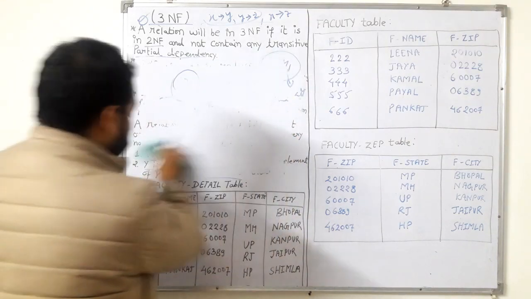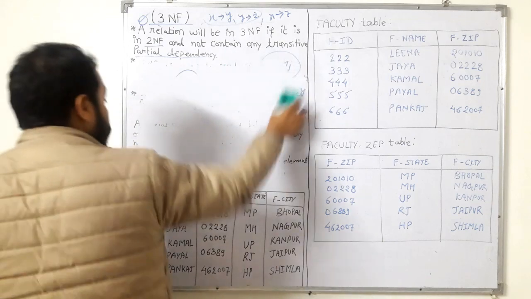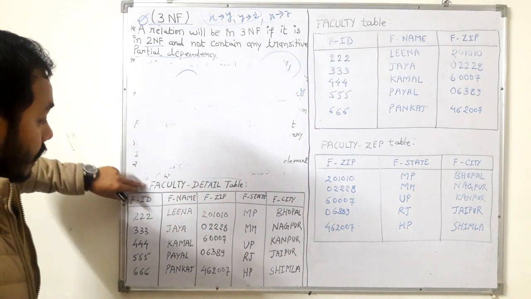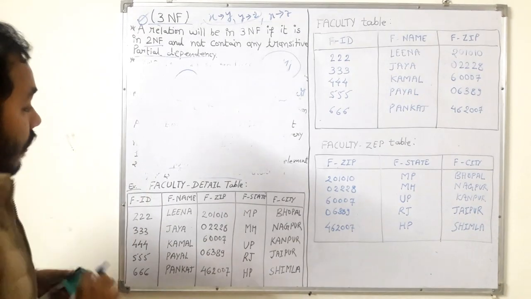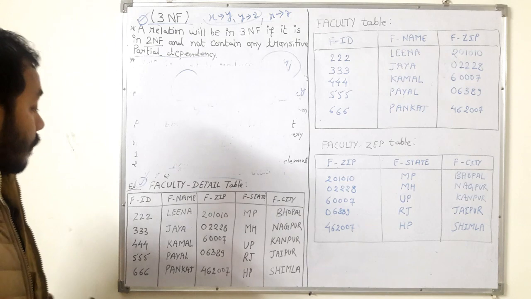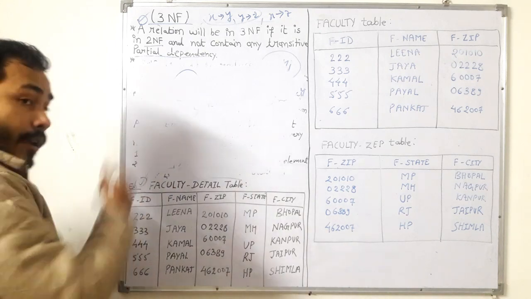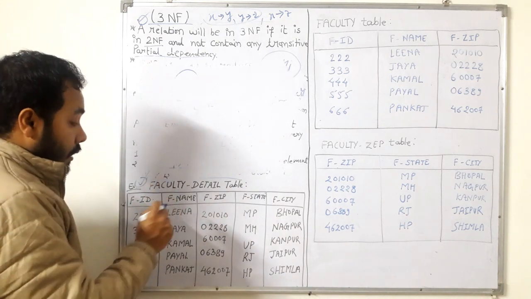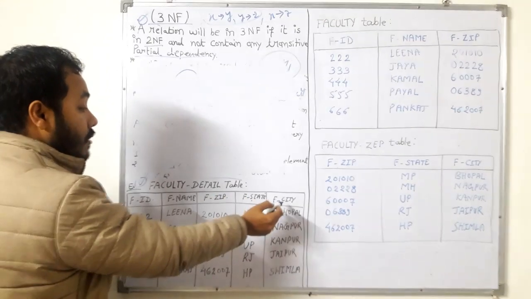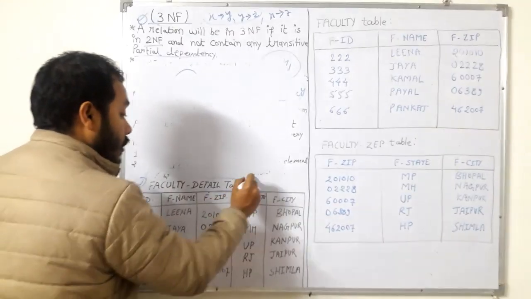So now let's take an example. To have a detailed analysis of the third normal form, I am considering a table, the faculty detail table. This table will give you information about the faculty. Every faculty may have faculty ID, faculty name, then zip, then state, then city. This all together gives us what?